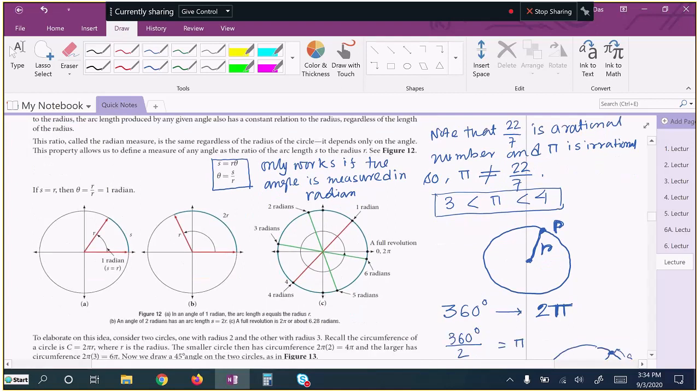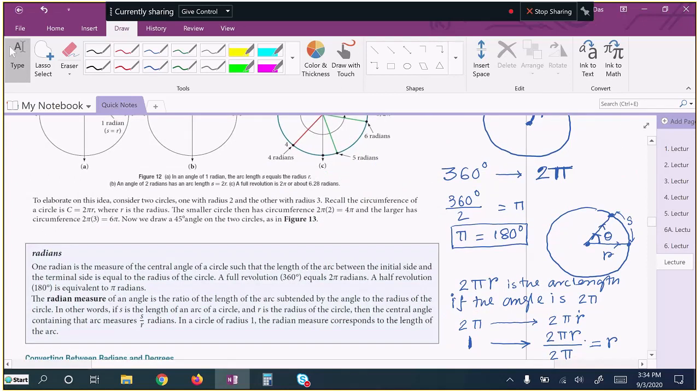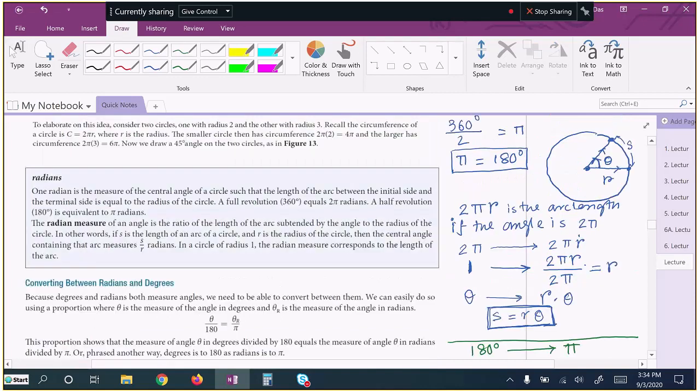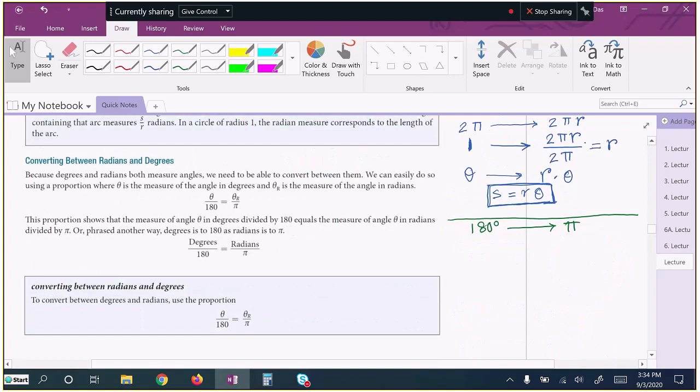So now we will extend it a little further. We're going to determine a relationship between the degree measure and the radian measure of the same angle. So we have already built up a lot of work, and that is going to help us understand this interchangeable relationship. Remember what we said. We said 180 degrees stands for pi radians. That we have done already because 360 degrees stands for 2 pi radians. So 180 degrees stands for pi radians.